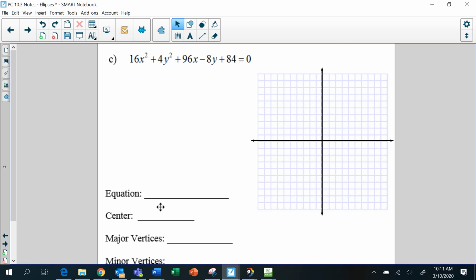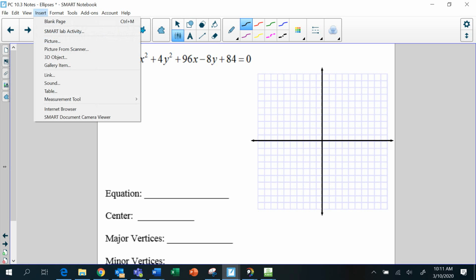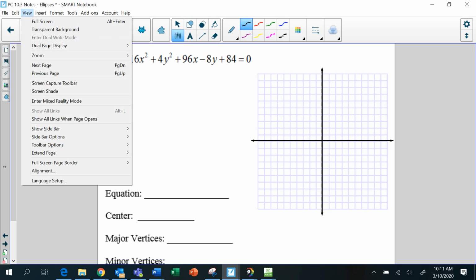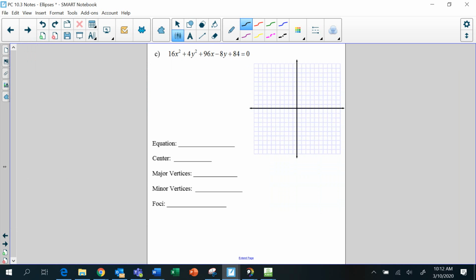I'm going to zoom in because I'm going to try to write a little bit clearer. Nope, wrong way.